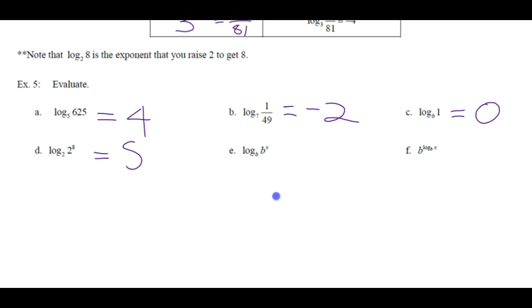Wait, let me think. B to the what gives you b to the x? X. And then the most famous of them all, b to the log base b of x is x. Get that one figured out. At some point last semester, you figured that one out, right? So the exponent that I raised the base b to get b to the x is x. So like 2 to the log base 2 of 5 is just 5, right?